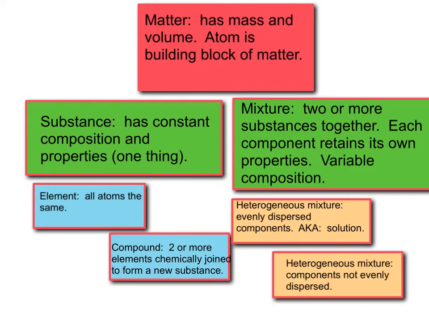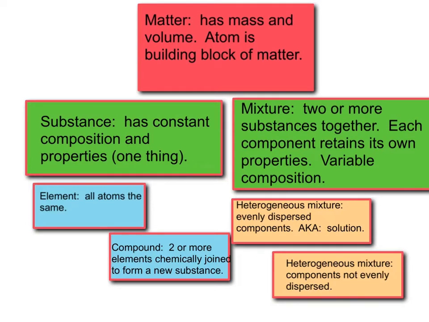As we're talking about matter, matter's definition is that it has mass and volume. Atoms are the building blocks of matter. Everything that we see and touch is made of matter, and therefore has a mass and a volume. We're going to deal with this red block here, and pause it if you need to, write down the definition. We're going to make a little graphic organizer here, which you should copy into your notes when we're done.